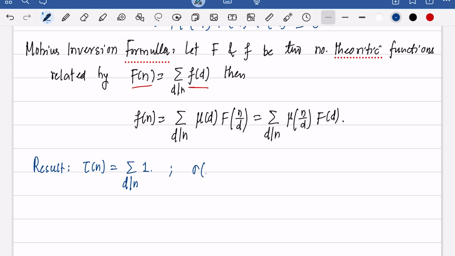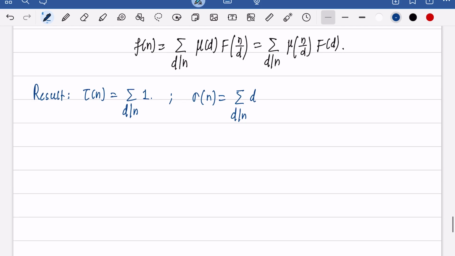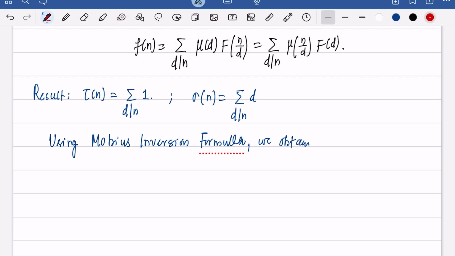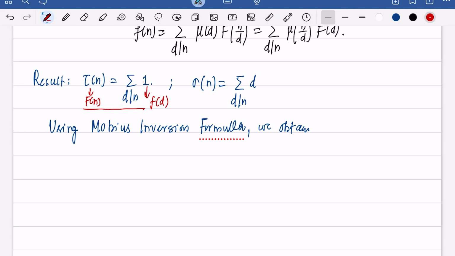Similarly, we can write sigma of n, that is the sum of divisors of n, which is equal to summation d divides n d. So sigma of n is equal to summation d divides n adding d. Now using the Mobius inversion formula, we obtain the following. First applying the Mobius inversion formula to this one, let's treat this function as F of n, and let's treat this function as small f of d. So this is our f of d here. Now f of d is just defined equal to 1.